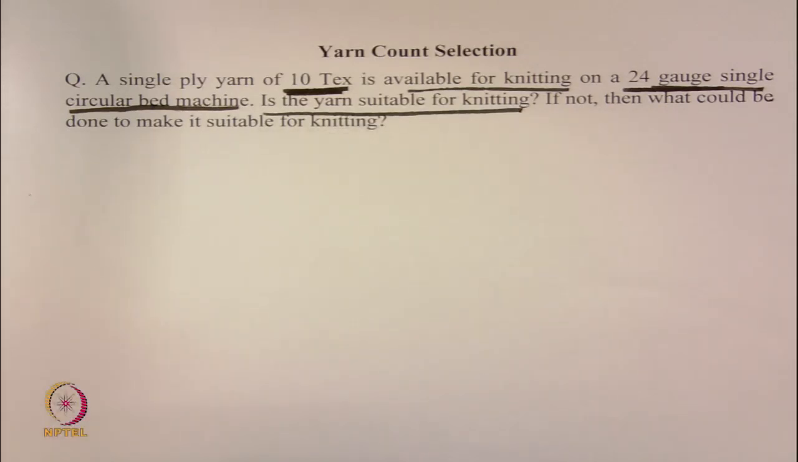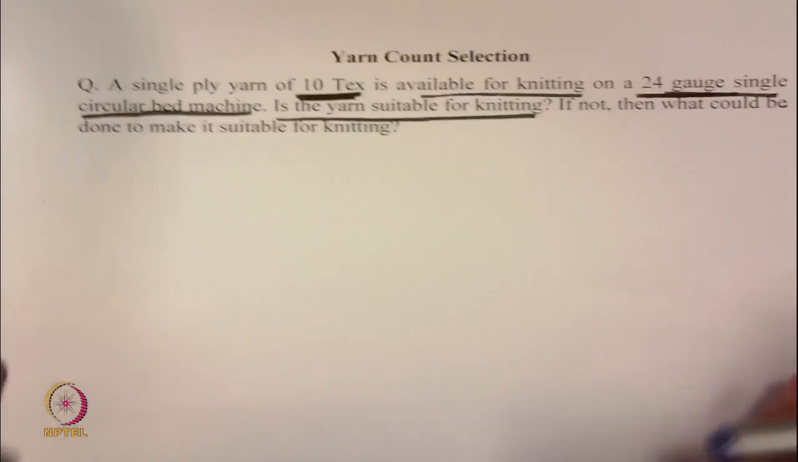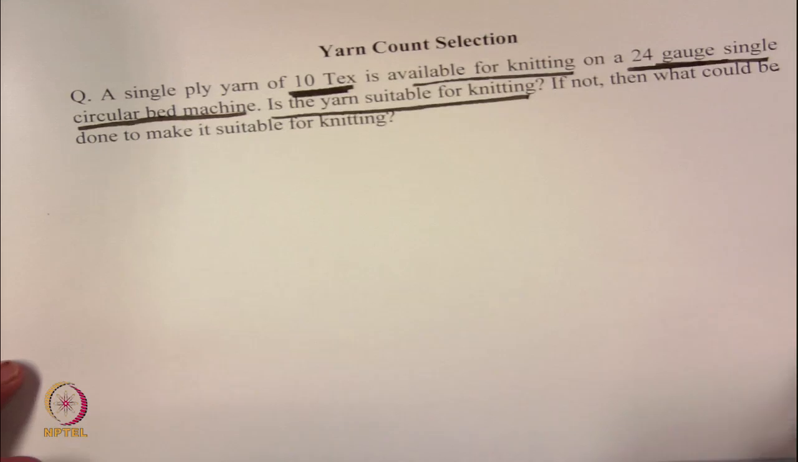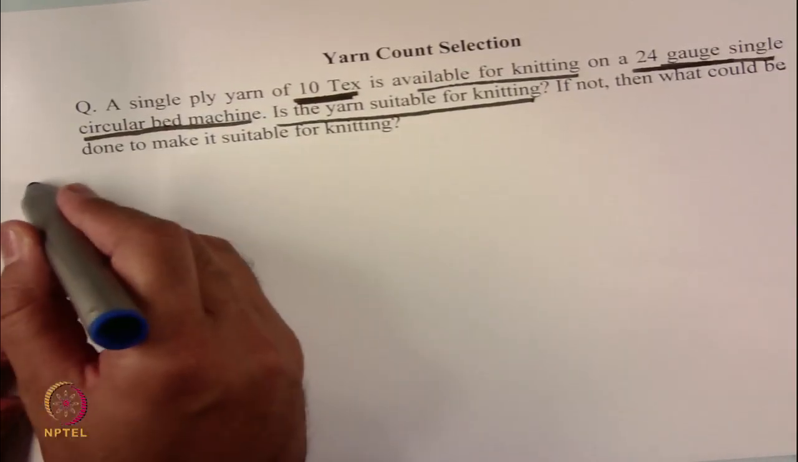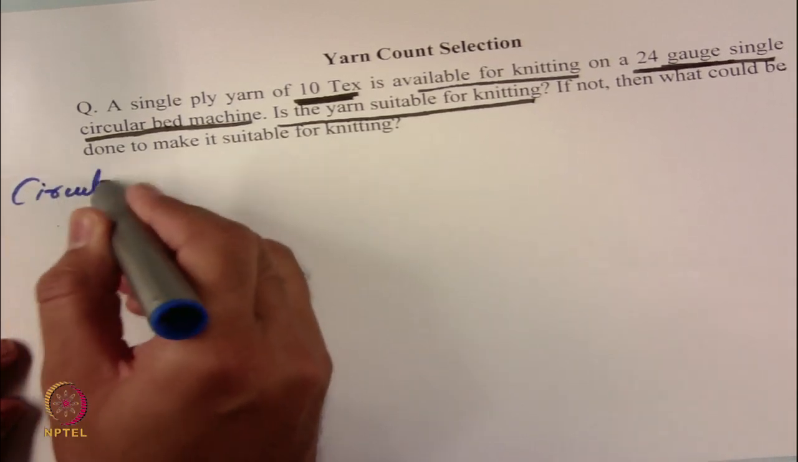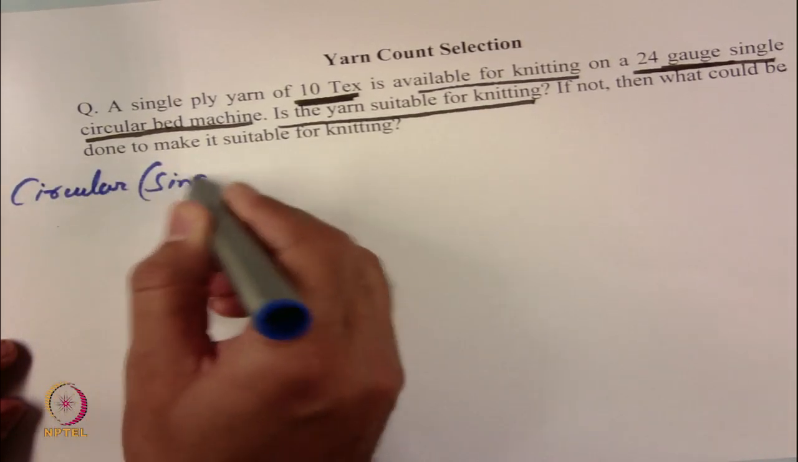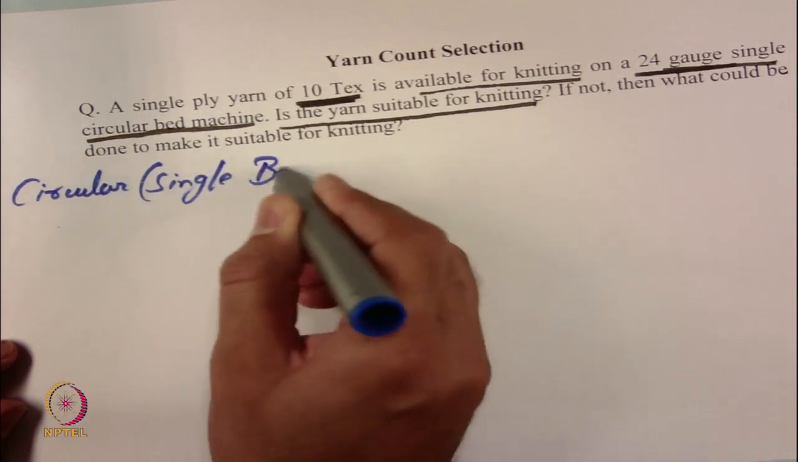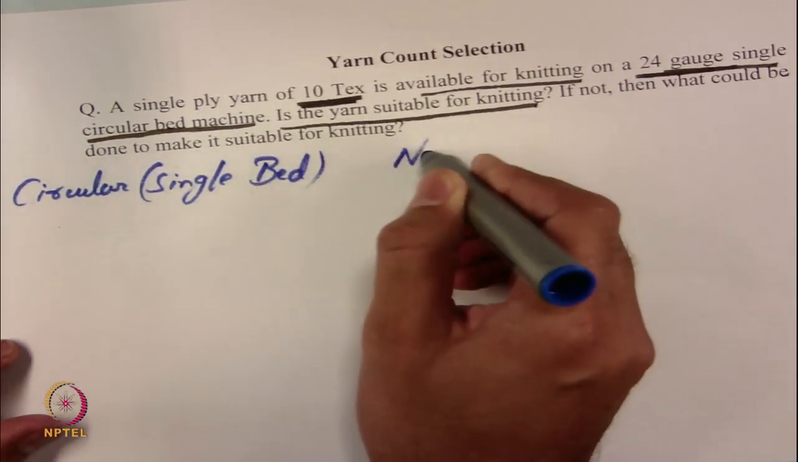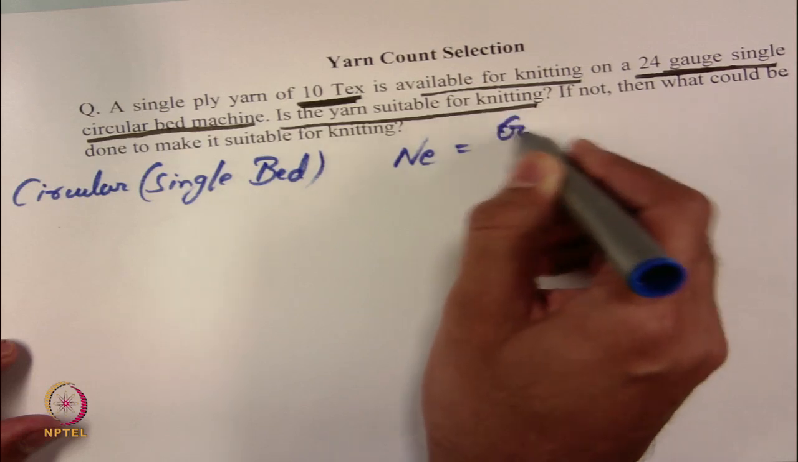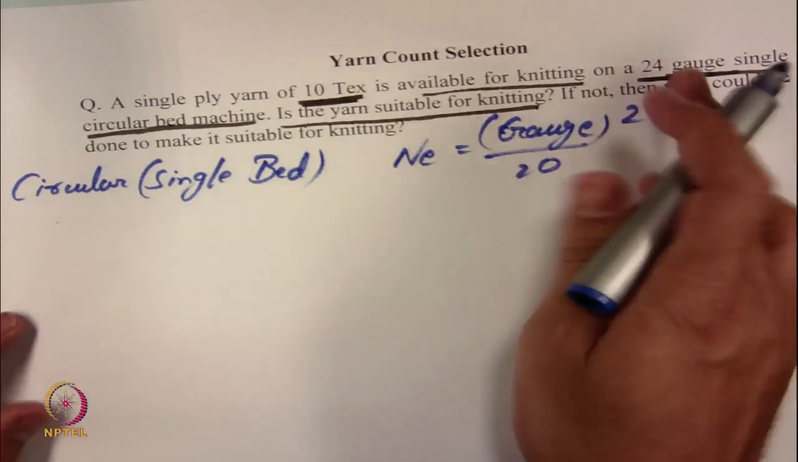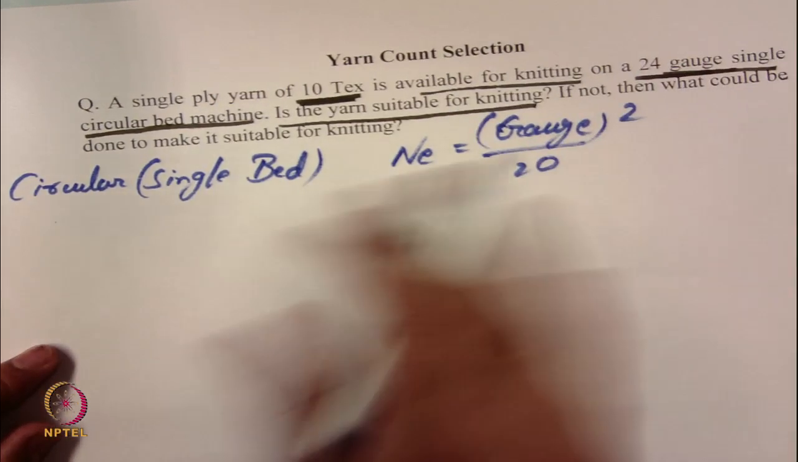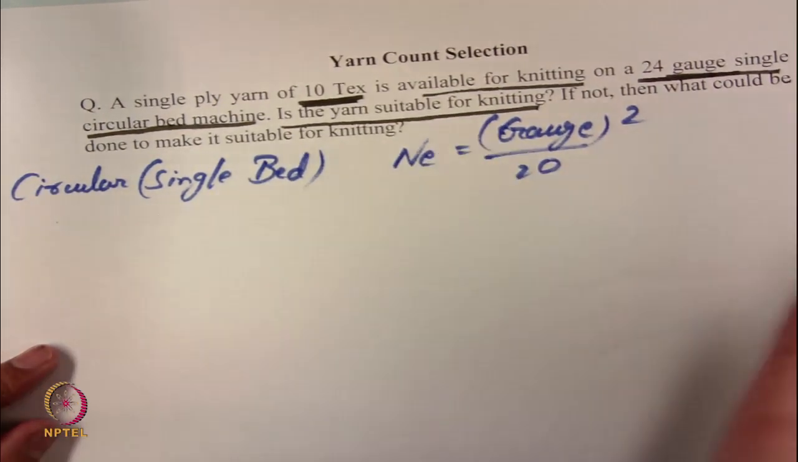Based on experience, we have seen the relation of count and gauge. So, for circular single bed, the relation is Ne equals gauge square divided by 20. The gauge is given, so let us find out what the best suitable yarn is.